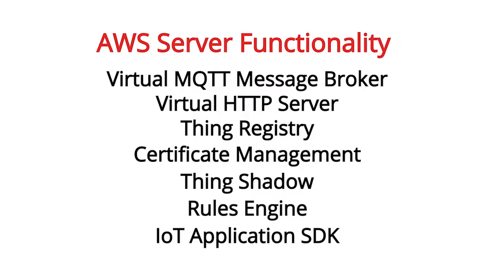I like it. It is pretty cool. And finally, an IoT applications SDK to help you build web pages and cell phone apps to go along with your IoT device. There are three types of resources in AWS: things, certificates, and policies.